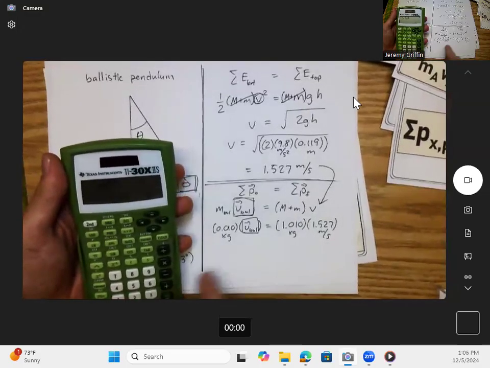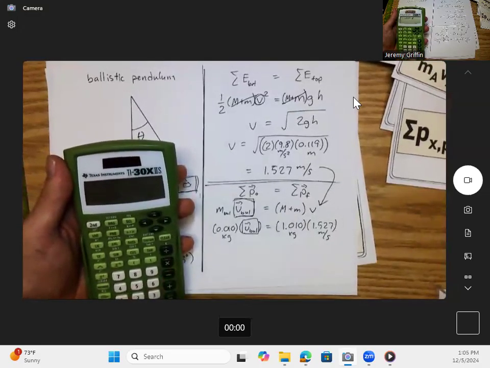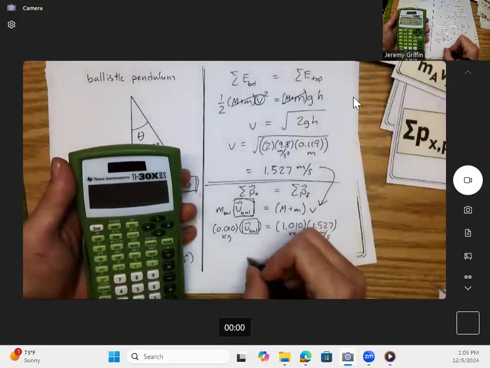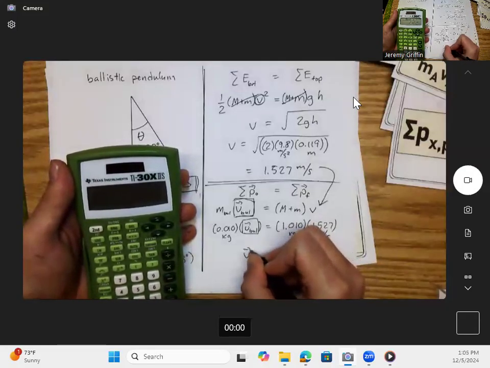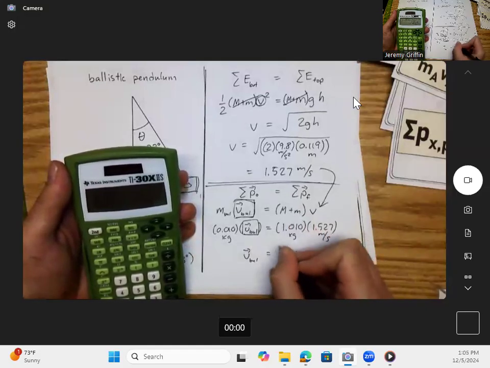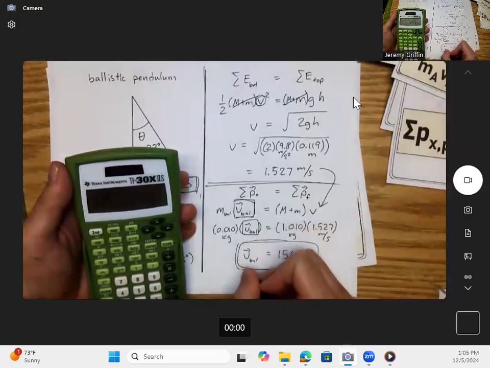The mass of both combined times the speed they're moving together divided by the mass of the bullet. That tells me the firing speed of the bullet. Take a look at that number right there.